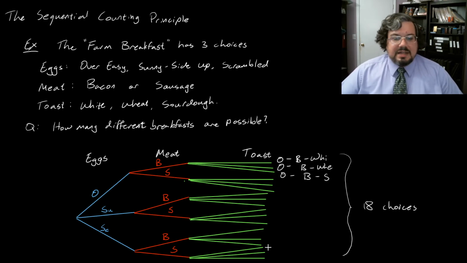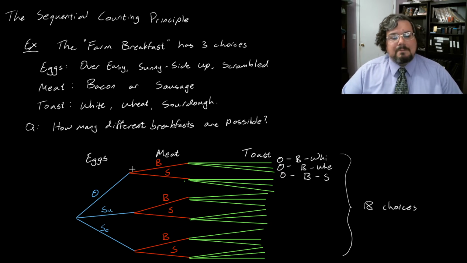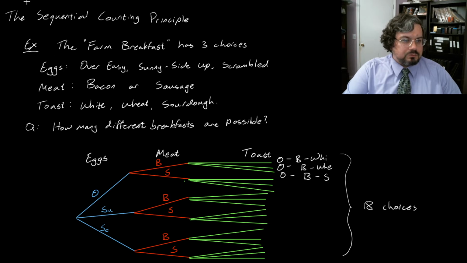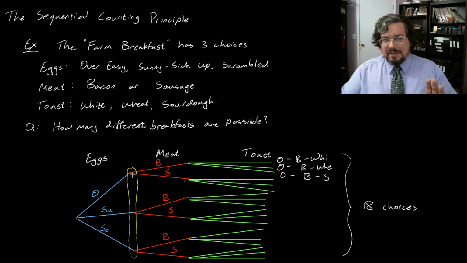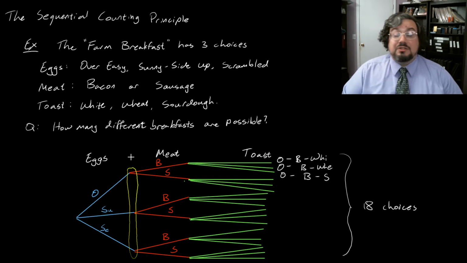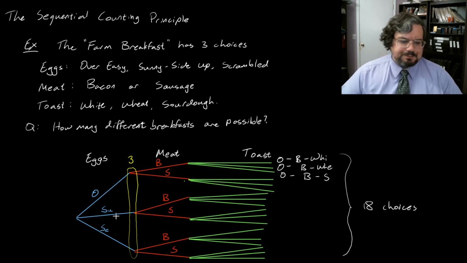So what we can do instead is look at things in stages and say, well, if we were to stop the process partway through, how many would we have? If we were to stop after one choice, just choosing the type of egg that we are going to eat, we'd have three choices, because we have three different selections: over easy, sunny side up, or scrambled.